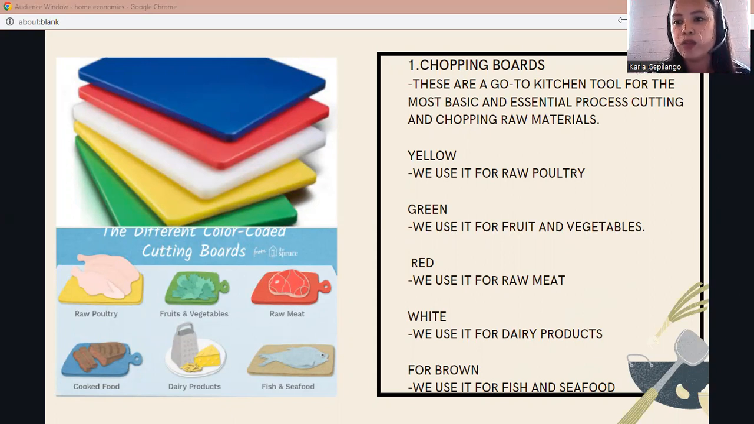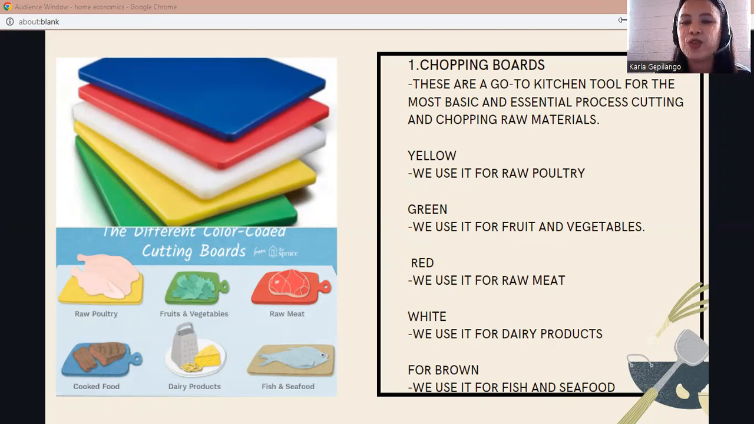So that's the blue chopping board, and we have here the white chopping board. This chopping board is used for the dairy products. When we say dairy products, it includes the butter and the cheese, and so on. And last here is the brown chopping board. The brown chopping board is used for fish and seafood. When we speak of seafood, it includes shrimps, crabs, lobsters, and scallops, my favorite.